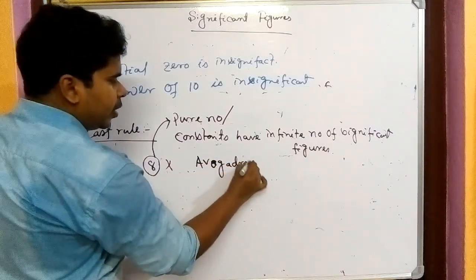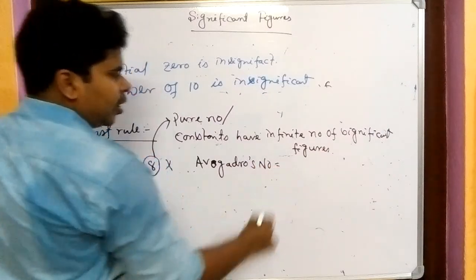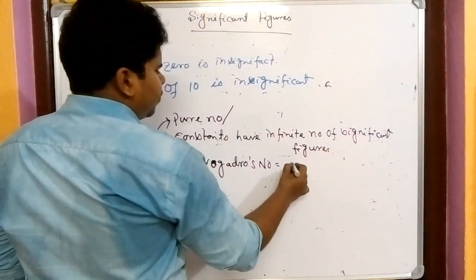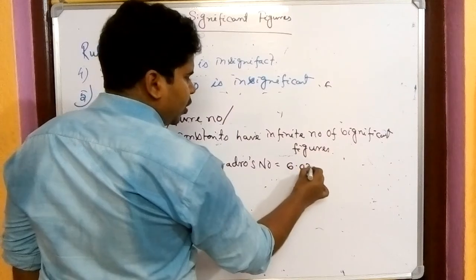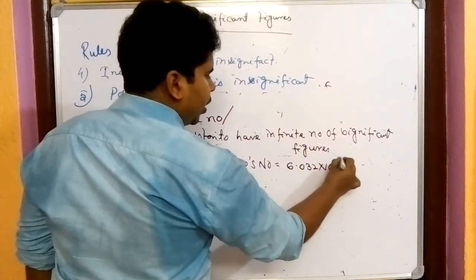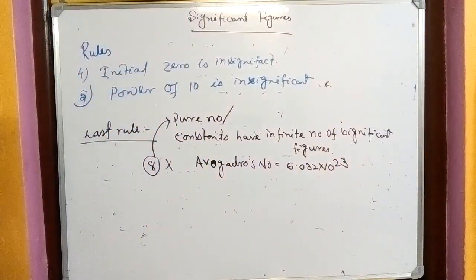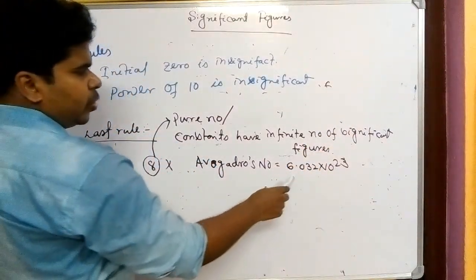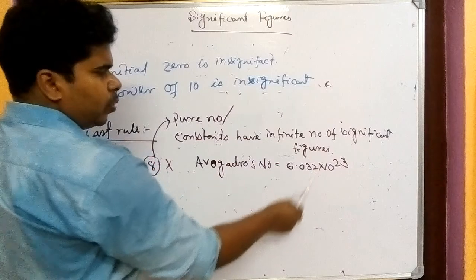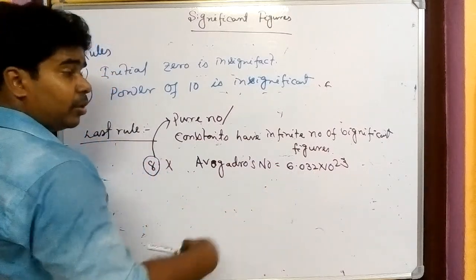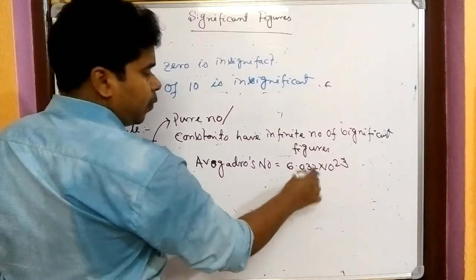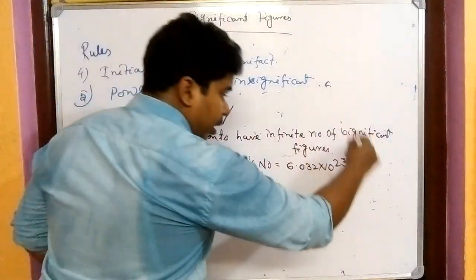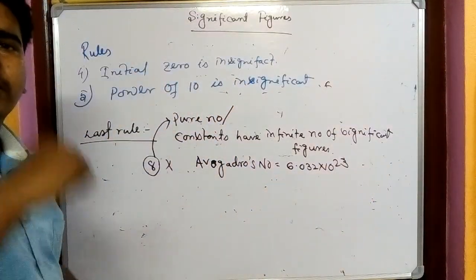We all know Avogadro's number. In chemistry we have written Avogadro's number. We all know it is 6.022 into 10 to the power 23. Okay, so if you are asked, sir, how many significant figures are there? You will say, 10 to the power something is insignificant, so cut it. 6.022 is significant, and the 0 trapped in between is significant, 1, 2, 3, 4. You will write 4 significant figures. I will give a big cross mark with a big 0.